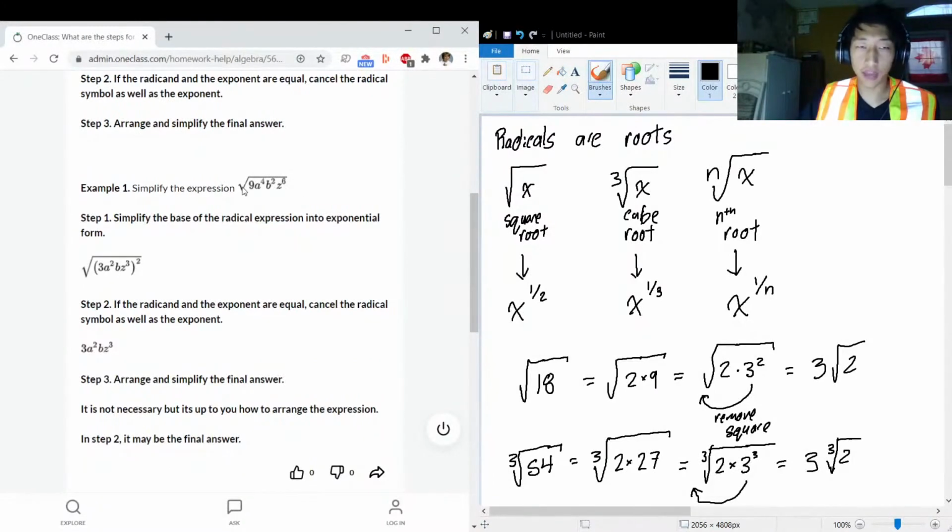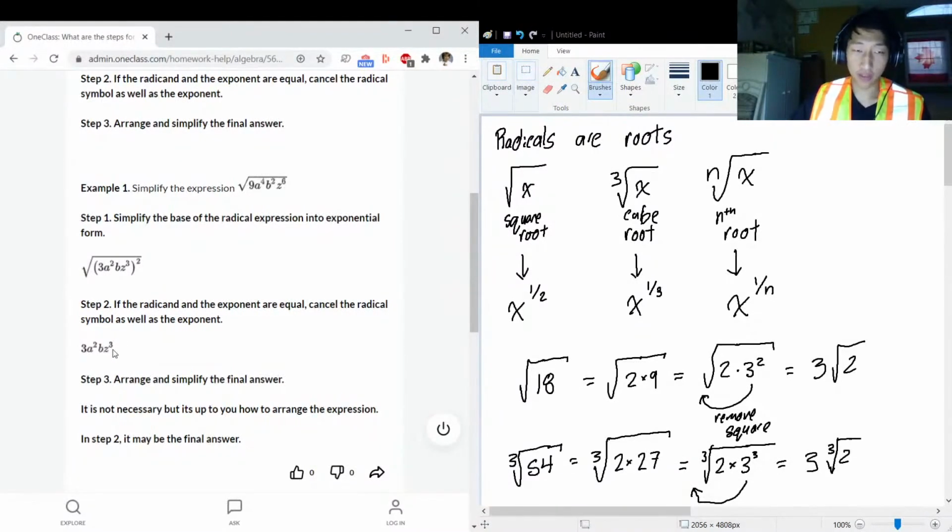The example that they have here under the root is 9 times a to the power of 4 times b squared times z to the power of 6. They recognize all of those are a little bit squarey. They're all something squared, right? 9 is 3 squared, and obviously the variables with their exponents are something squared. So they wrote them as a square, and then moved all of them outside of the root. Underneath the root, it's just 1 left after you factor out everything else. The square root of 1 is 1.